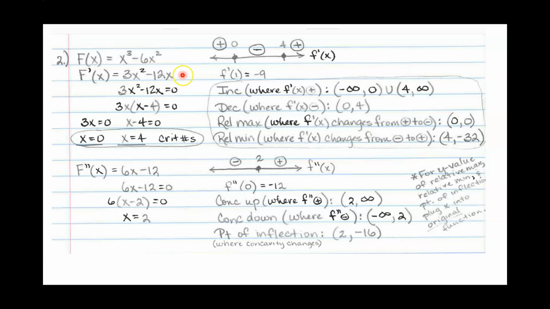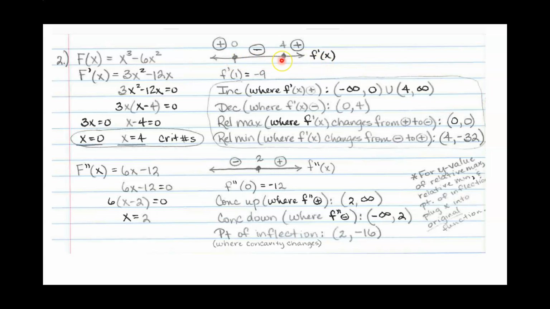So to begin with, here's my first derivative, 3x squared minus 12x. Let's set that equal to 0 and solve. I could take out my greatest common factor of 3x, and that would leave me with x minus 4. Set each of those equal to 0, and I'll get critical numbers of 0 and 4, and there's nowhere that the derivative doesn't exist.